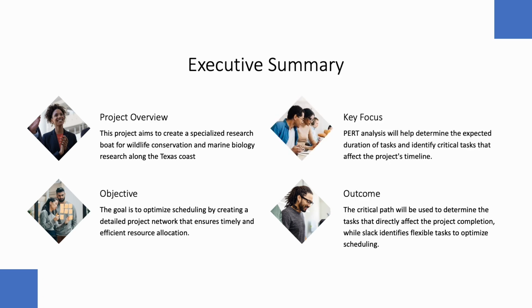Next, the key focus of our analysis is the PERT analysis, which will help us estimate task durations and identify critical tasks that will directly affect the project's timeline. And finally, the outcome of the process is to determine the critical path. The critical path will highlight tasks that directly impact the project's completion, while the Slack table will identify flexible tasks that allow us to optimize the overall project schedule.